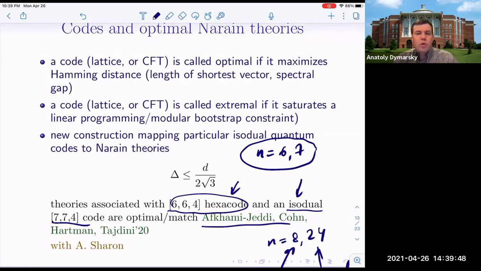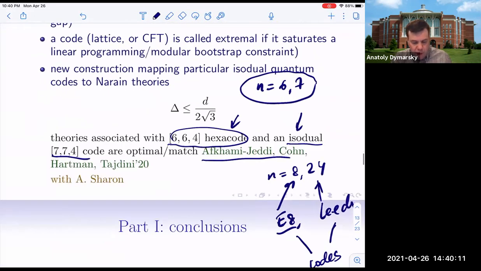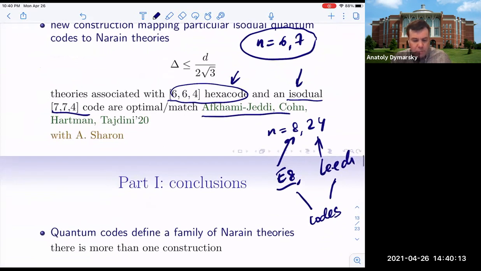There is a very good and very simple argument which tells you that as you increase dimensions, codes will not be helpful. You need to invent new constructions to go into higher dimensions. But for small dimensions, codes are very good vehicles to produce theories with a maximal central charge. Okay, so this is some upcoming work. Let me conclude.